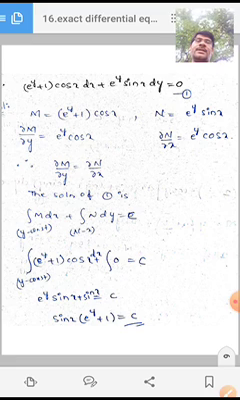Suppose the condition is not equal, that is, the differential equation is in the form of M dx plus N dy equal to 0 and the condition dou M by dou y is not equal to dou N by dou x, then it goes to a non-exact differential equation. In the next session we will discuss non-exact differential equations by different methods, that is integrating factors. By using the integrating factor, we will discuss the different methods in the next session.